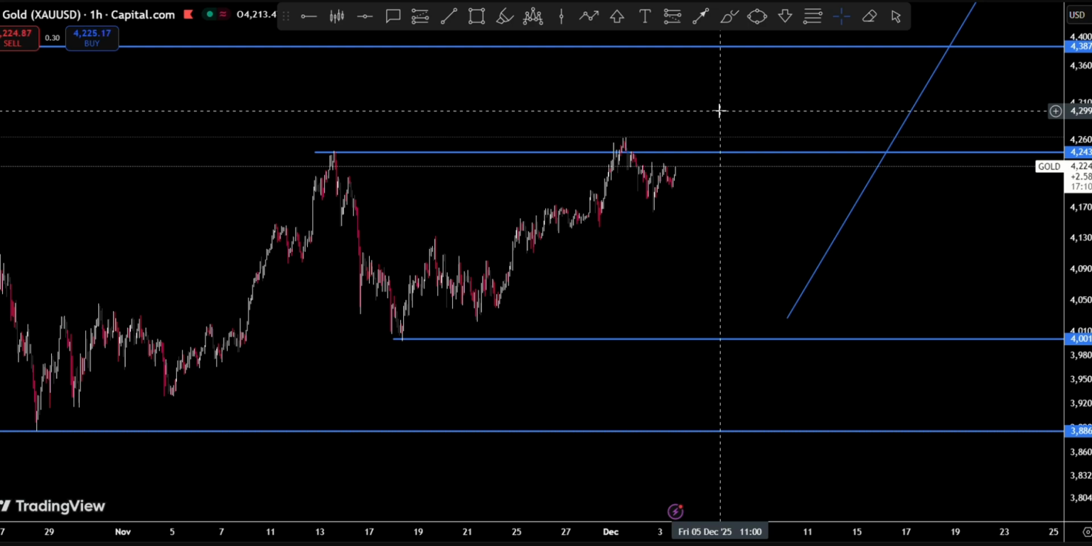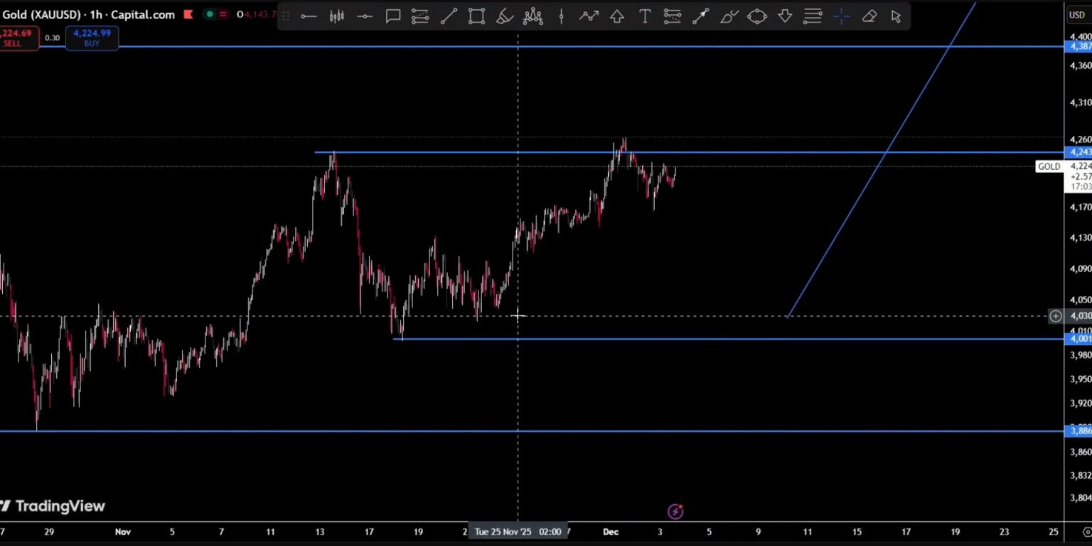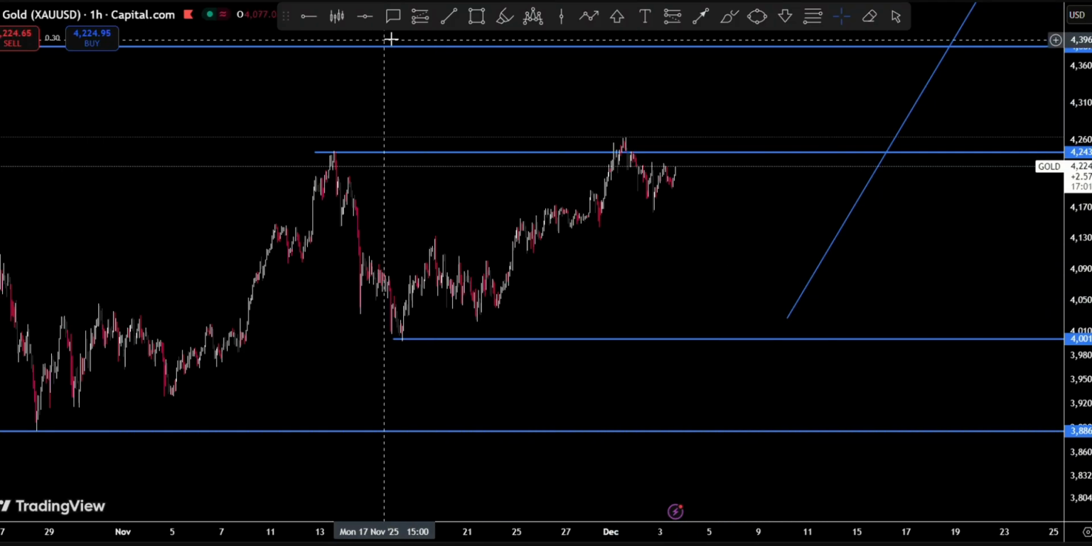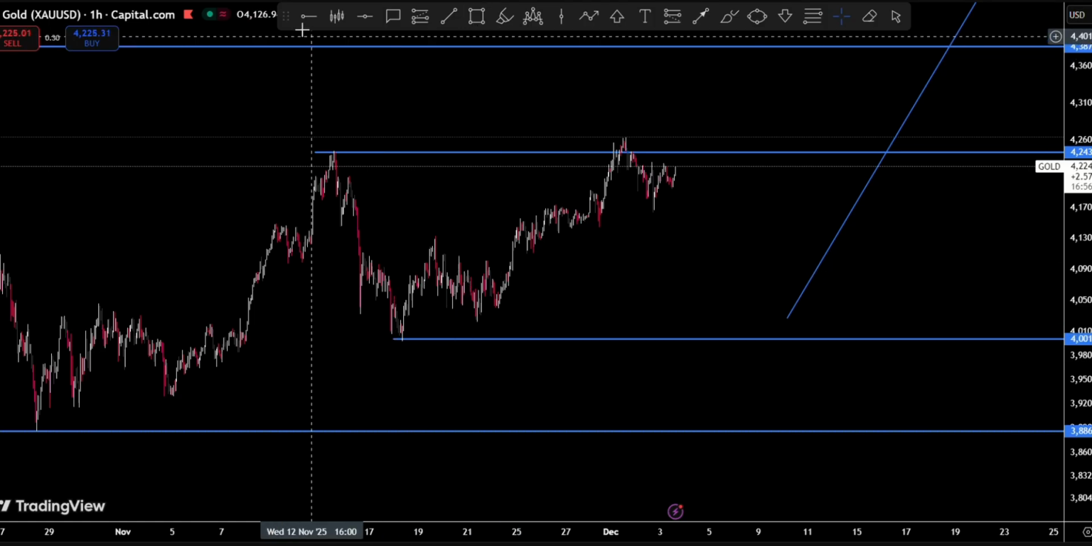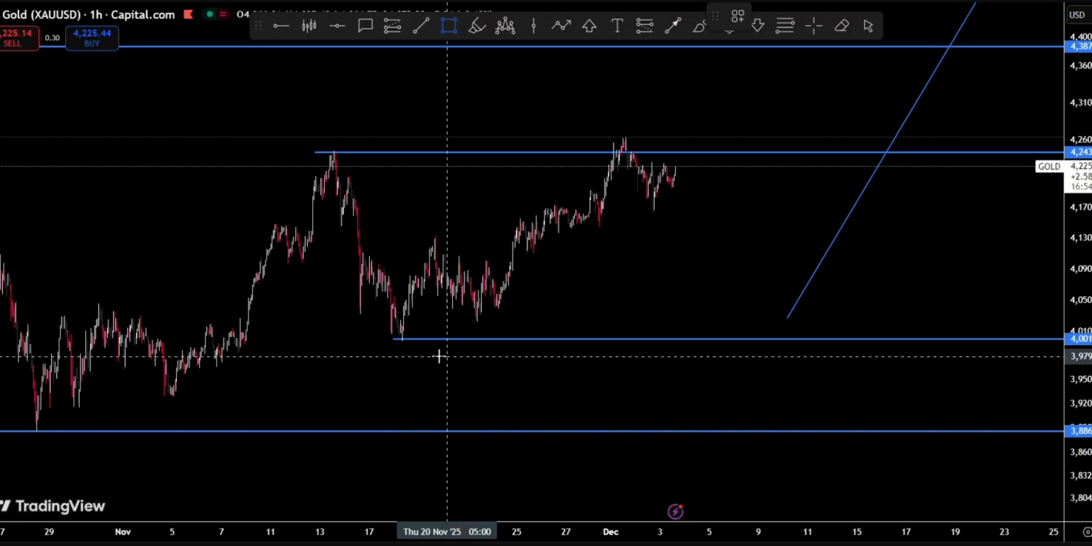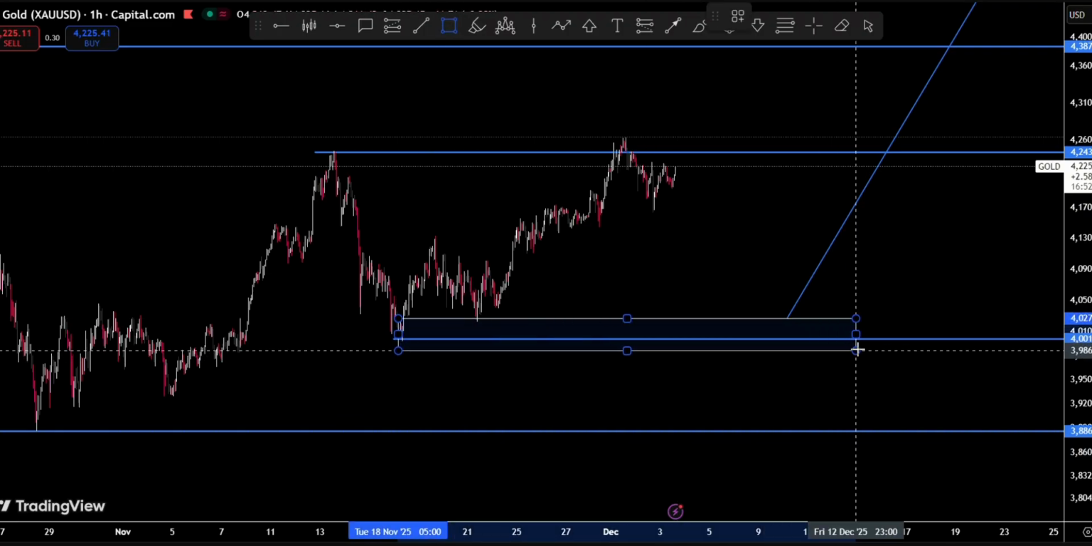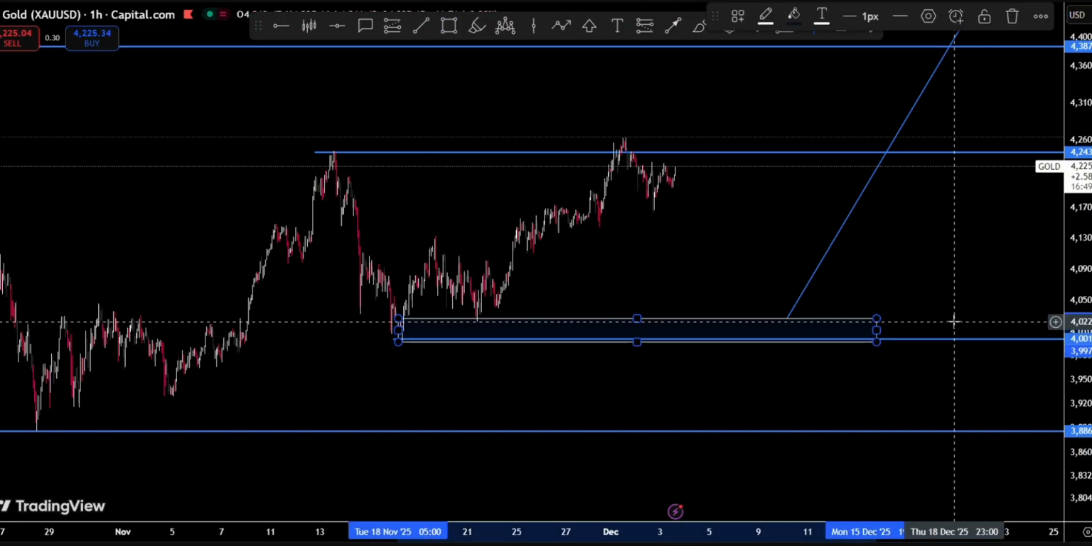But then, do I think that the market is going to go up? I think that the market is going to go down a bit before it can go up. I see the market reaching this zone here. Let me do this. I see this thing reaching this zone here.